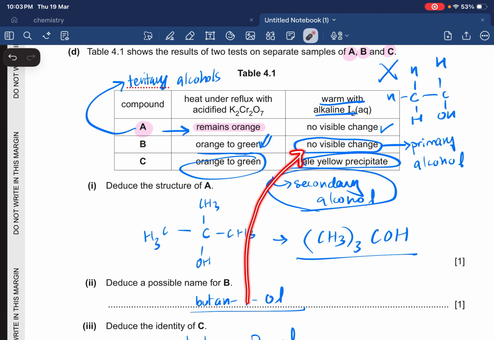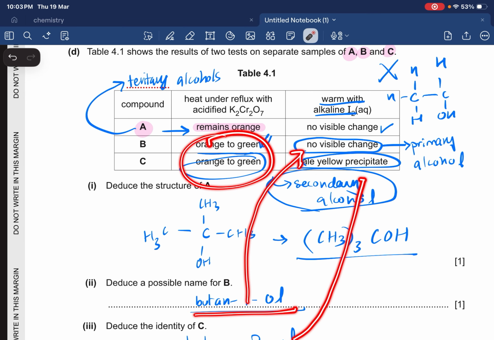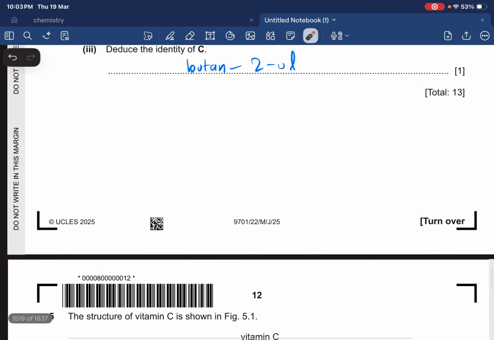ठीक है, उसने आपको आयोडोफॉर्म टेस्ट नहीं देना, ब्यूटेन-2-ऑल ने देना है. तो ये ऑक्सीडाइज दोनों होंगी, दोनों ऑक्सीडाइज हो रही हैं, बट ब्यूटेन-1-ऑल जो है वो आयोडोफॉर्म टेस्ट नहीं दे रही, ब्यूटेन-2-ऑल दे रही है. तो बस ये बात है.